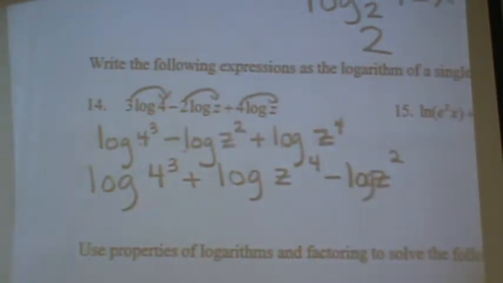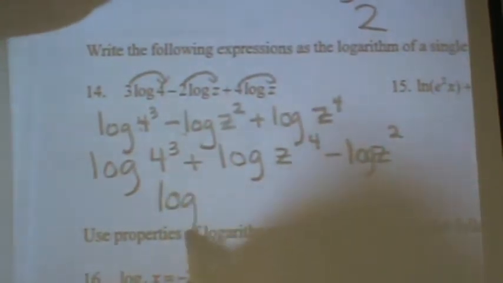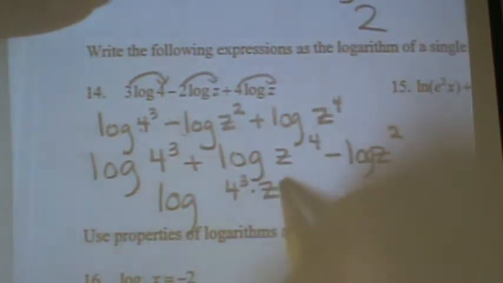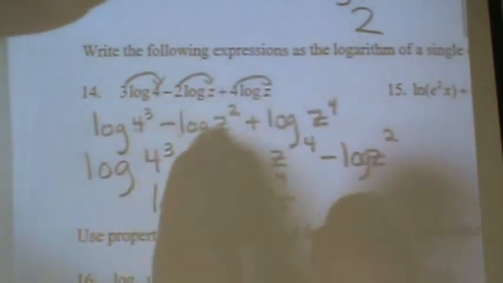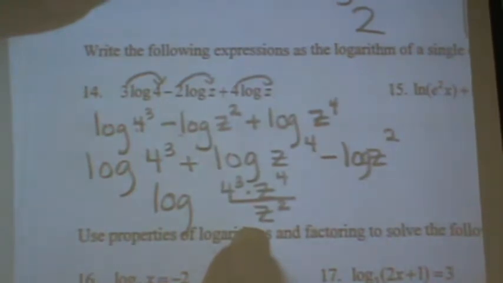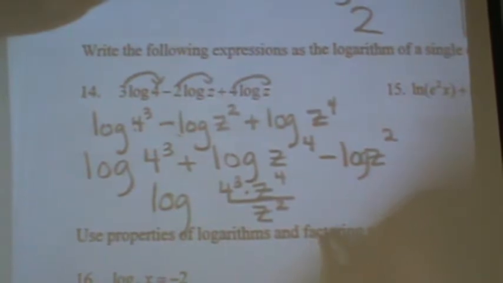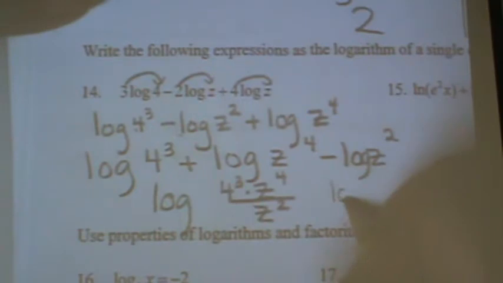Log. So in other words, I can condense this now to the log of 4 to the 3rd times z to the 4th over z squared. See, these two are pluses, and that's a minus. That goes in the denominator, by getting rid of 2 z's. So now, how do you condense this? What is 4 to the 3rd power? 16 times 64. So this is 64z squared.